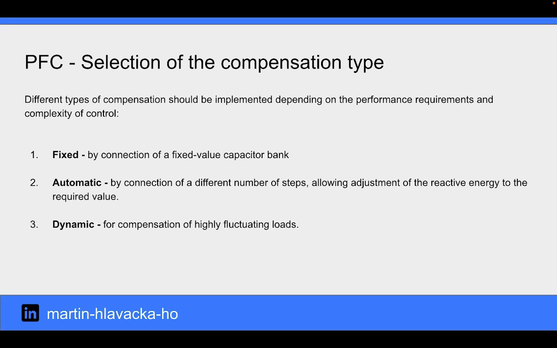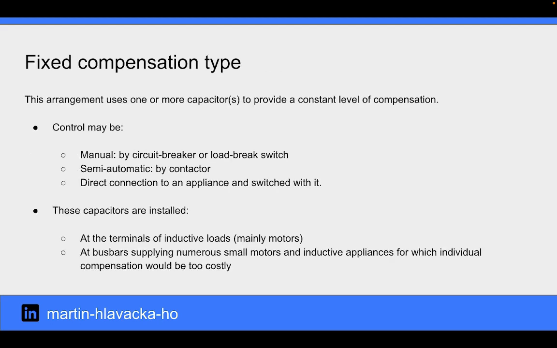Different types of compensation can be implemented depending on performance requirements and control complexity. It can be fixed, automatic, or dynamic. The fixed compensation type uses one or more capacitors to provide a constant level of compensation. Control can be manual using a circuit breaker or switch disconnector, or semi-automatic using a contactor, or by direct connection to a device and switched with it.